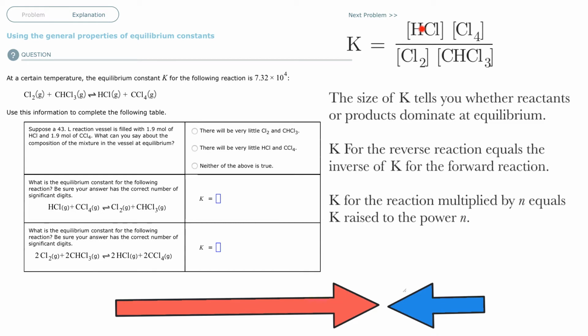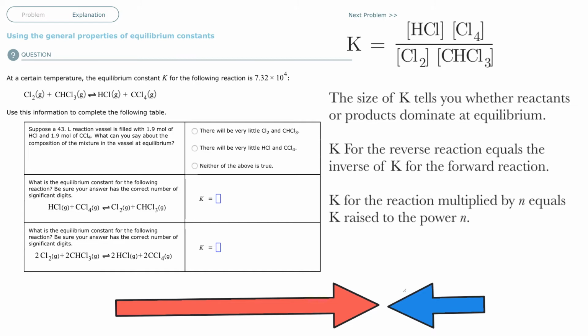Let's say you have 9 on the top and 6 on the top and 15 million on the bottom and 20 million on the bottom. You can see that you have lots and lots of reactant and very little product. That's showing you that it's more to the left, that you're going more towards reactants than products.